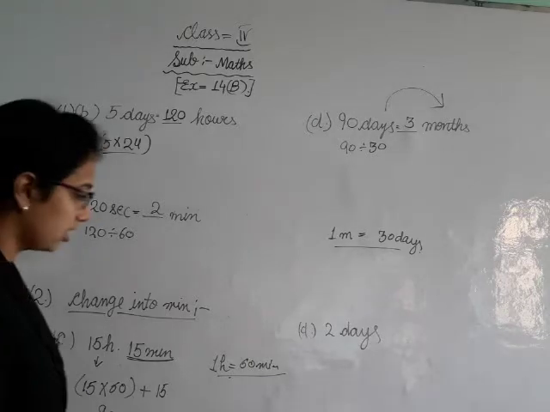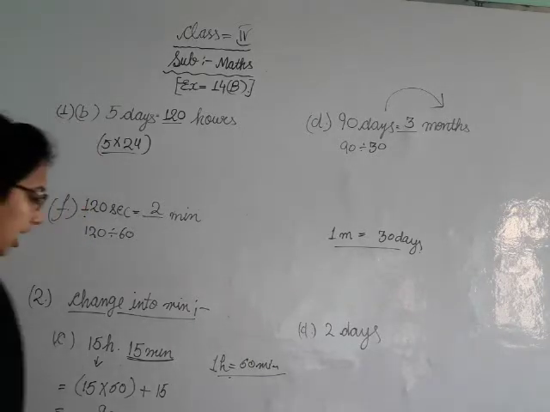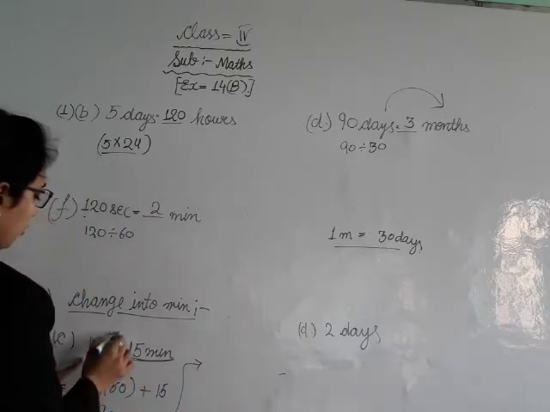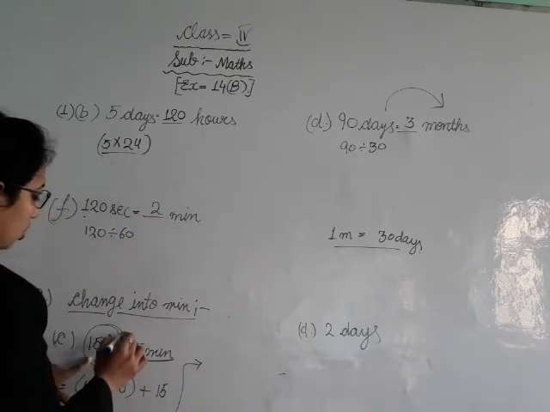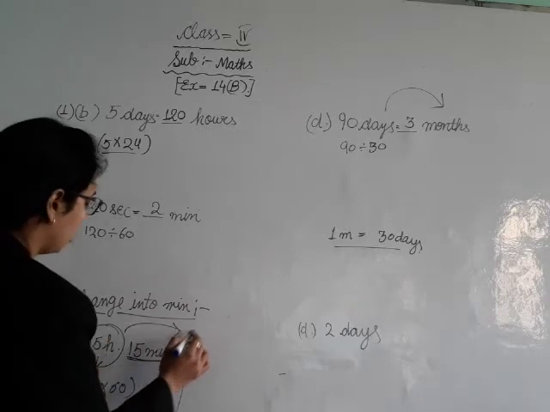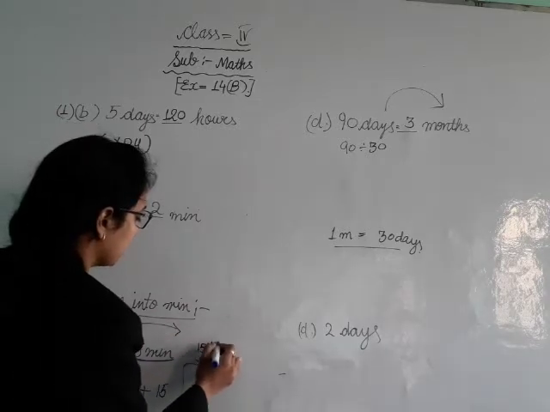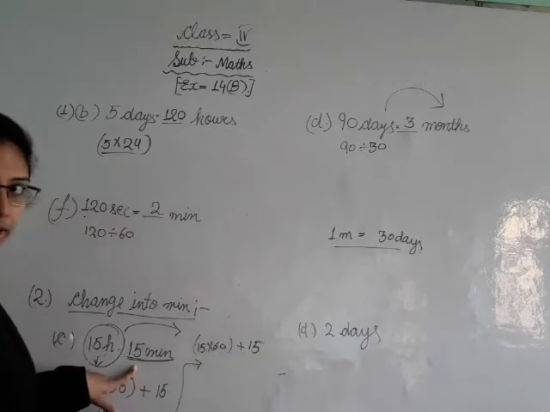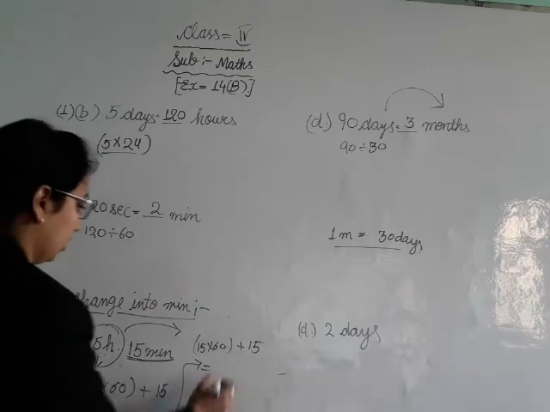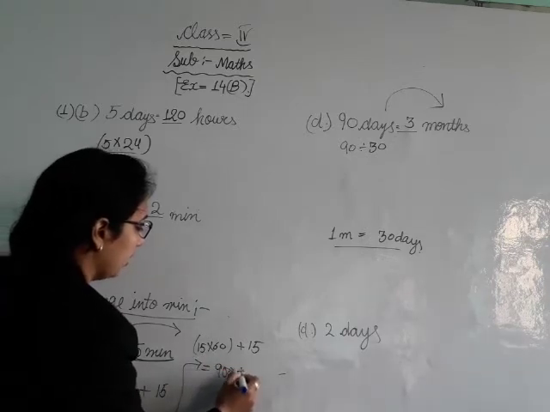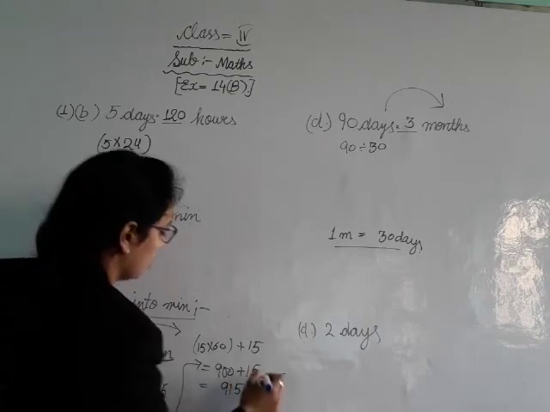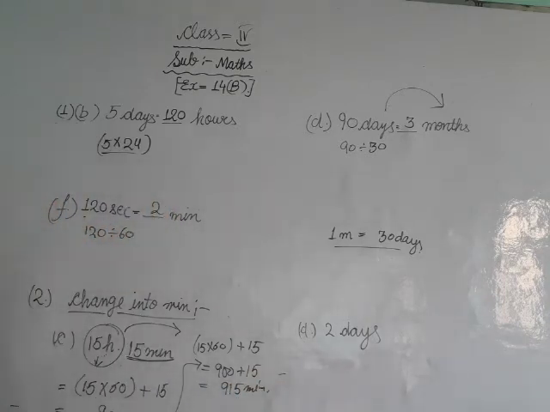Is it visible to you, dear students? I will write here also. First of all, we will multiply it by 60 and finally add the minutes, 15 minutes. And then here it will be 900 plus 15 is equal to 915 minutes. Understood, dear students?